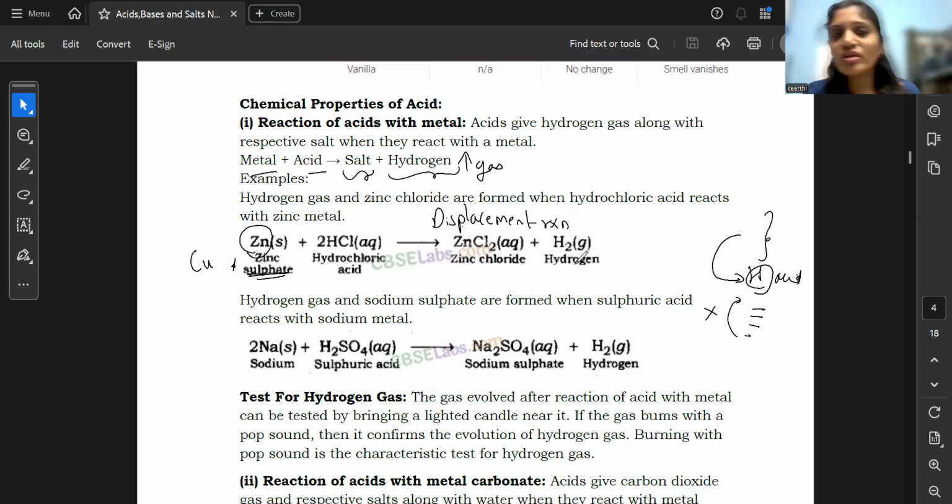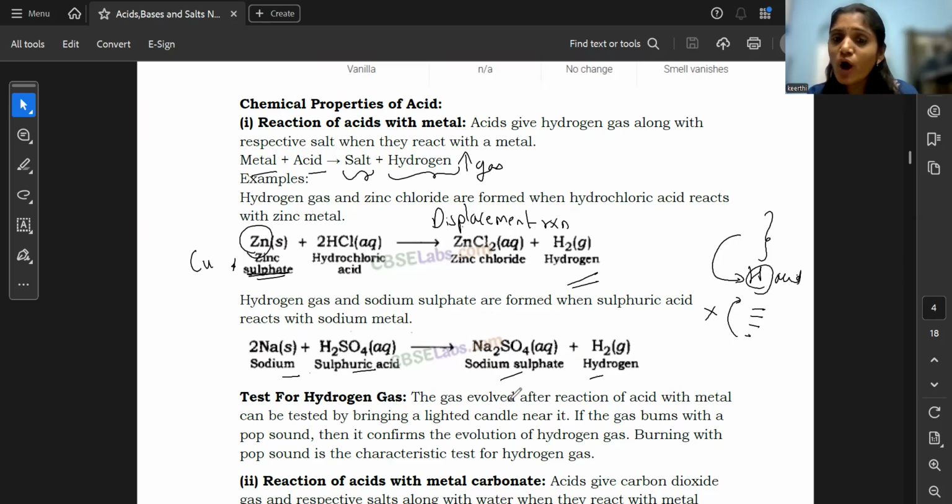And what kind of reaction is this? This is a displacement reaction. And what gas is released here? Hydrogen gas is released. Now, you can see next, hydrogen gas and sodium sulfate are formed when sulfuric acid reacts with sodium metal. Why only HCl? Don't we have other acids? Yes, we have other acids. Sodium plus H2SO4, when it reacts, you get sodium sulfate and you also get hydrogen gas. So whenever a metal reacts with acid, a salt is formed, and along with the salt, hydrogen gas is released, and these are simple displacement reactions.